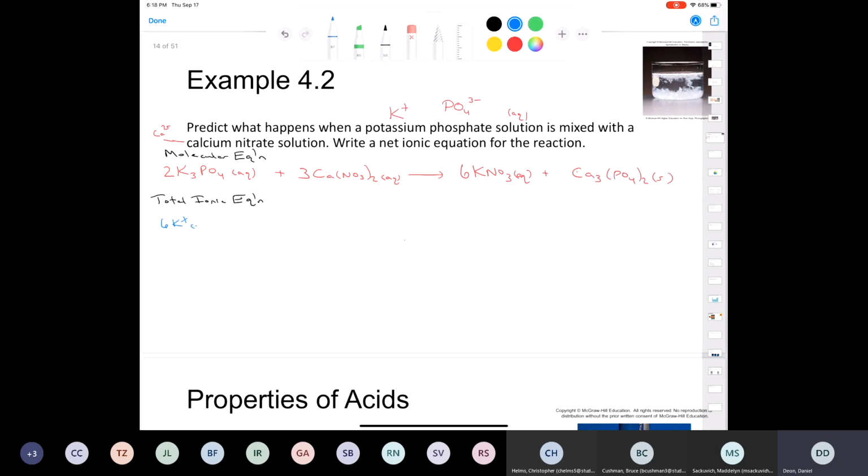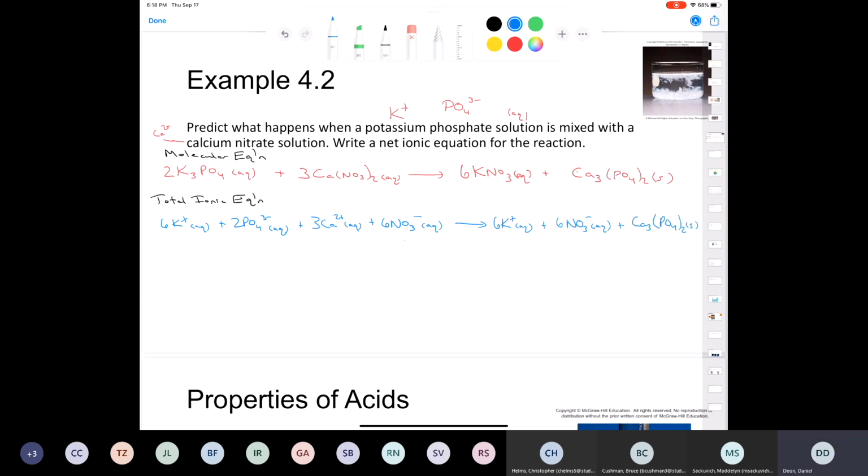So I have 6 K+ aqueous, plus 2 phosphates, PO4 3- aqueous, plus 3 calciums, 2+ aqueous, plus I have 6 nitrates because I have 3 times 2. So that's a total of 6 NO3- aqueous. And then what do I produce? I produce 6 K+ aqueous plus 6 nitrates aqueous plus Ca3(PO4)2 solid.